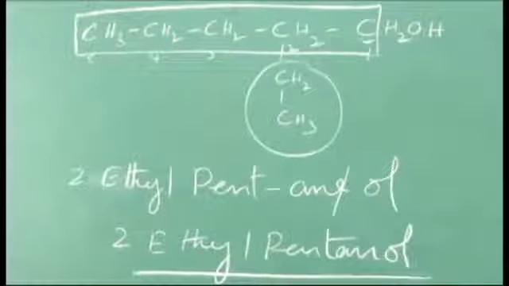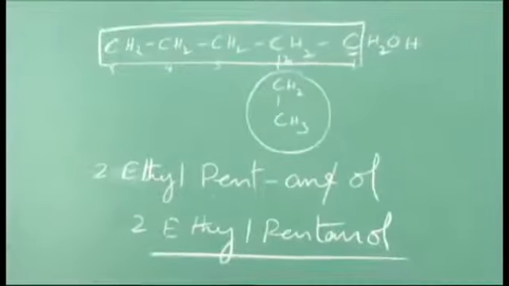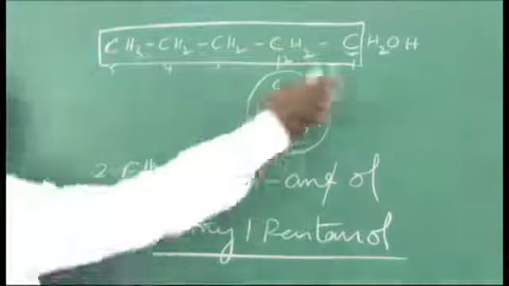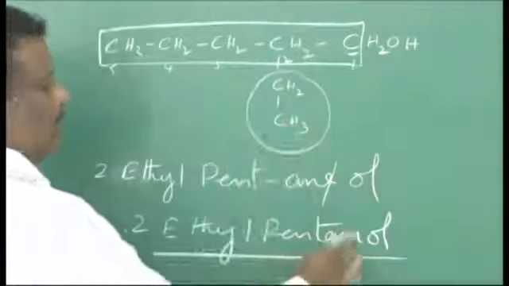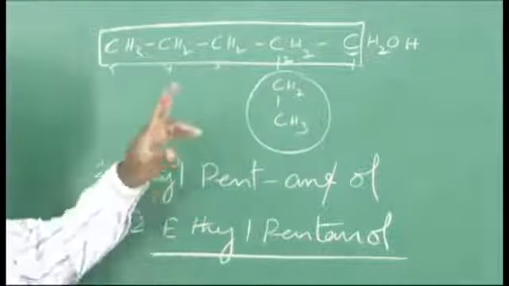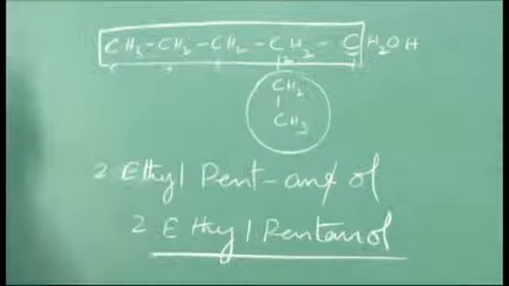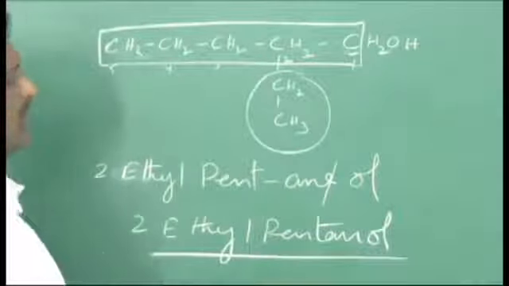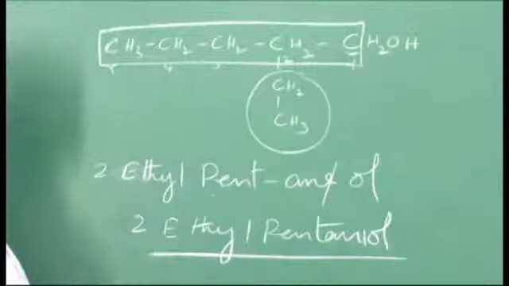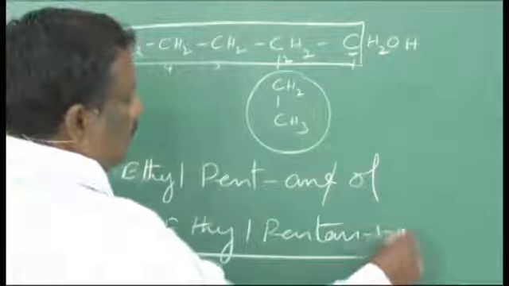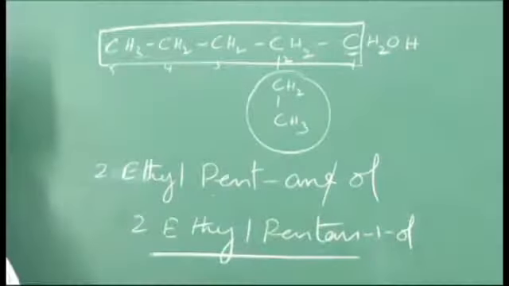I already told you, if the functional group is on the first carbon, you need not mention it. Suppose it is on some other carbon, you have to mention that also. Suppose, for example, this OH group is here, pentane-2-ol. That means you have to mention the position of that functional group also. By default, if it is on the first carbon, you need not mention it, or if you specifically want to mention it, you can write it as pentane-1-ol. You may mention it like that.